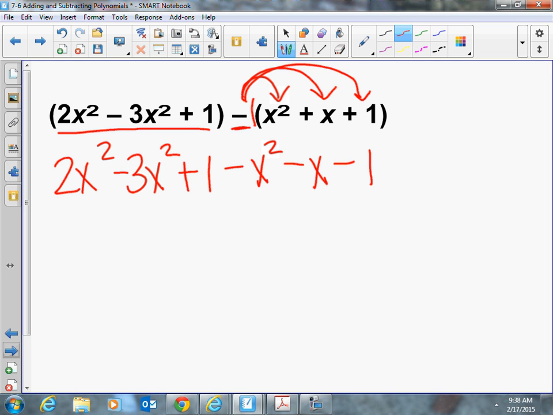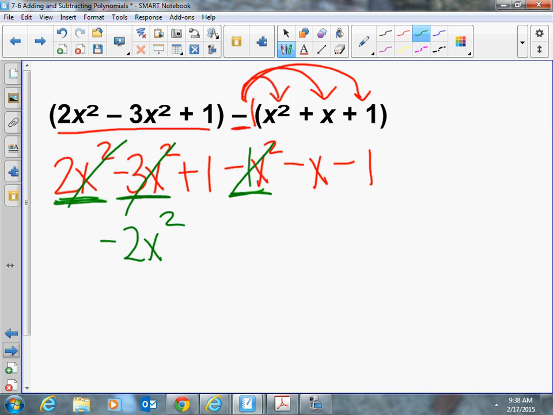So now I've distributed. Now this is exactly like all the problems we've done in the previous examples. Start with your largest exponent, 2x squared. Look for the like terms. 2x squared minus 3x squared. That's negative 1x squared. Here's another one, a negative 1x squared. So negative 1x squared minus 1x squared is negative 2x squared. So I'm done with those 3 terms.